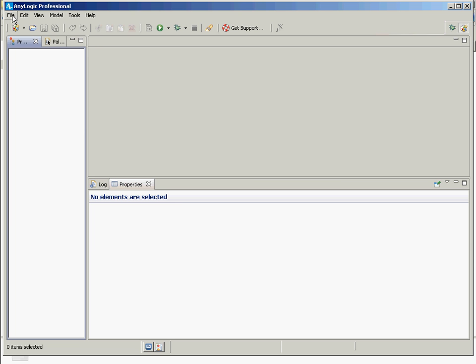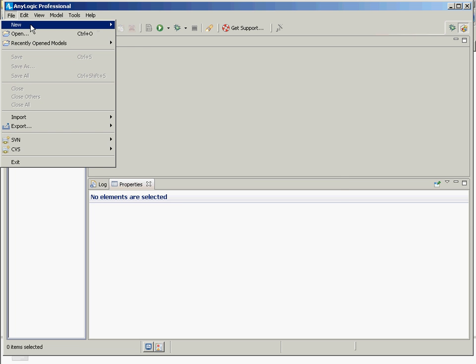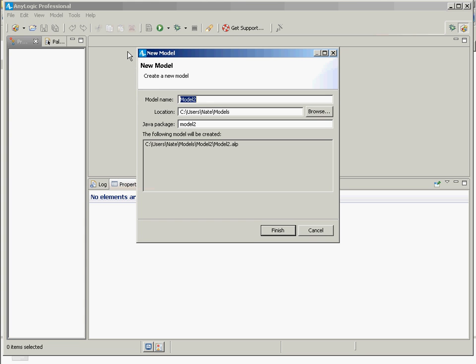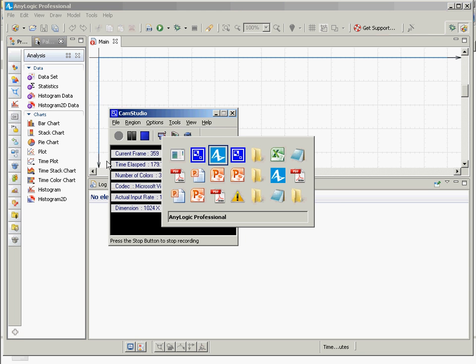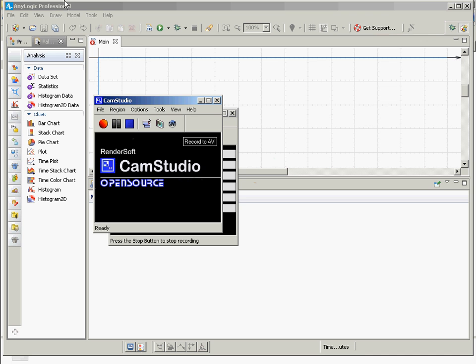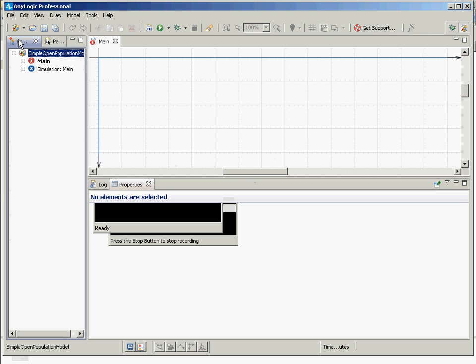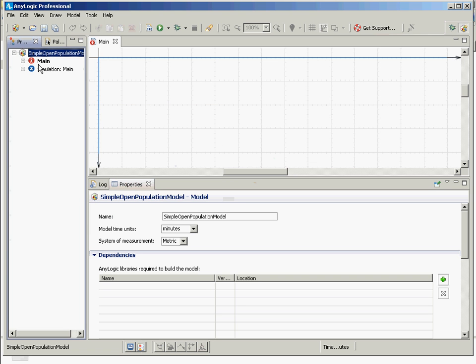How do I create a model? File new. Okay, good. And this will be a simple open population model, something like that. Simple open population model, we could do finish, and it'll create it. This should be getting pretty routine for you folks. So here's our model with the main class and an experiment.